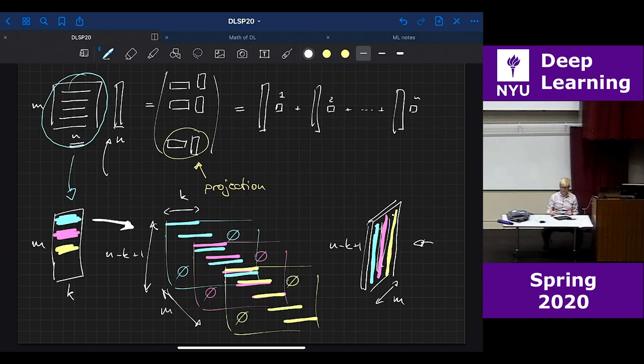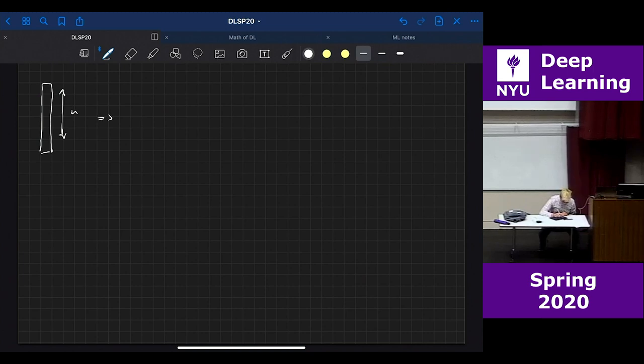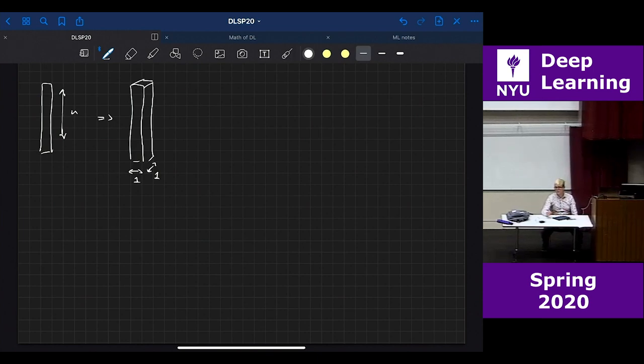So let's see how we actually keep going. The thing I just showed you is assuming that we start with that long vector, which was of height, what was the height? N, right? But in this case, this one means that we have something that looks like this. So you have basically here, this is one, this is also one. So we only have a monophonic signal, for example. And this was N, the height, right?